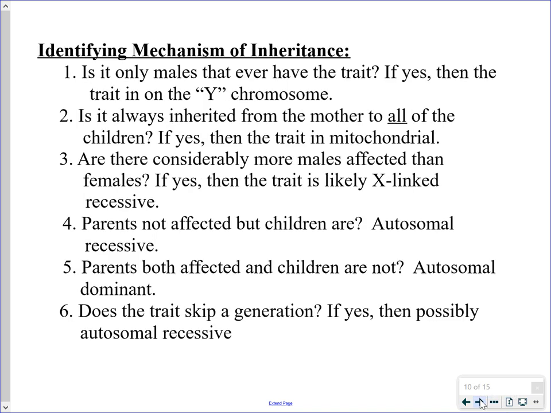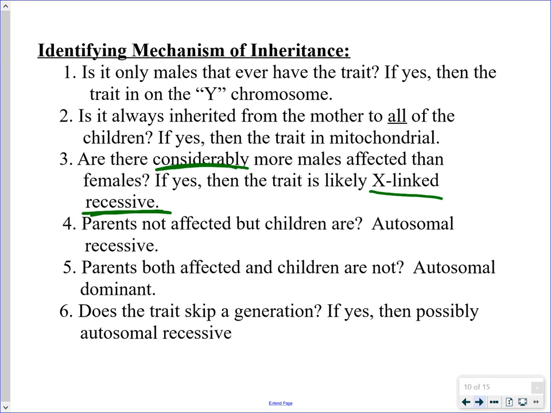So, strategies for solving pedigree problems. I strongly recommend you follow this series of questions when you take a look at any pedigree. Is it only males that ever have the trait? Then a pretty good guess is that it's on the Y chromosome. Is it always from mother to all of the children? Then it's going to be mitochondrial. Are there more males affected? It should be pretty obvious, considerably more males than females. If yes, then it's going to be X-linked, but not just X-linked, X-linked recessive, which results in more males than females being affected.